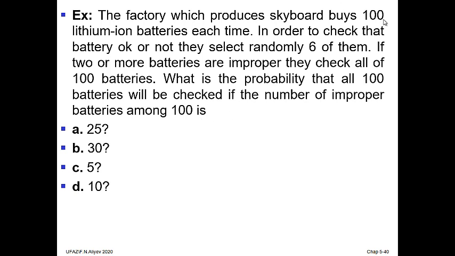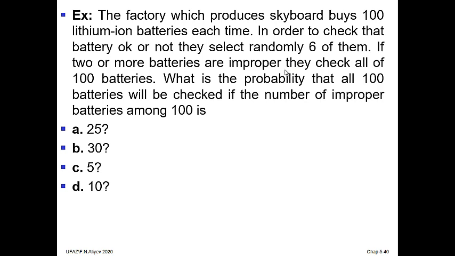Here, students, you should know that 100 represents capital N. This is the number of batteries which they have for each case. They select 6 of them. That's why small letter n is 6. They say, if 2 or more batteries out of the 6 are improper, then they check all 100 batteries. To check all 100 batteries is a time-wasting process. That's why they don't want to do this.